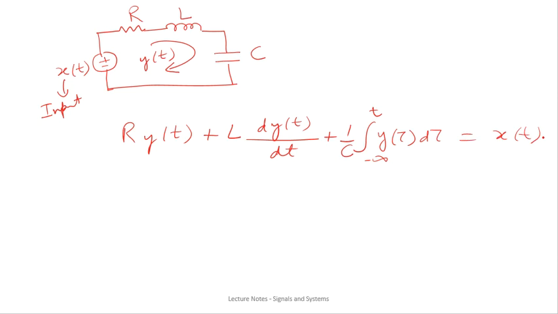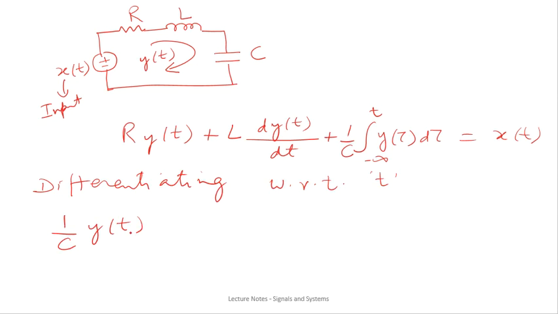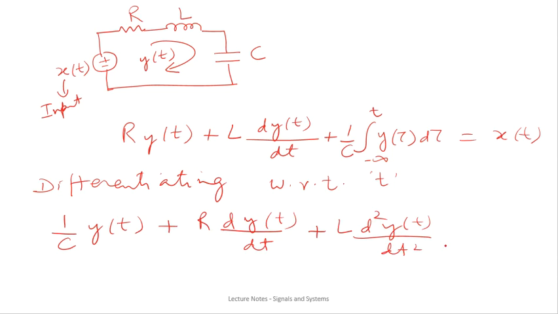Okay, so this is the simple equation of this RLC series circuit. If you differentiate both sides of this equation with respect to t, you will get (1/C) y(t) plus R times dy/dt plus L times d²y/dt², and this will be equal to dx/dt.